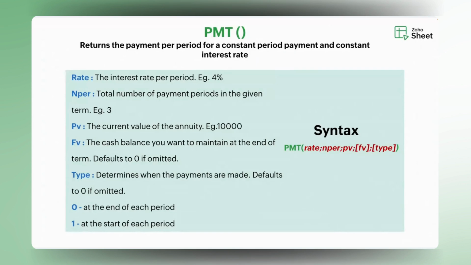And the type determines when the payments are made. If it's 0, the payment is at the end of each period, and if it's 1, it's made at the beginning. If you don't mention it, the default is 0. Here is something that you'll have to keep in mind. To get the total payment over the entire loan term, you'd have to multiply the result by the number of periods, which would be NPER.